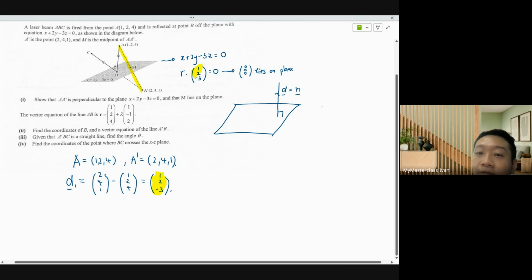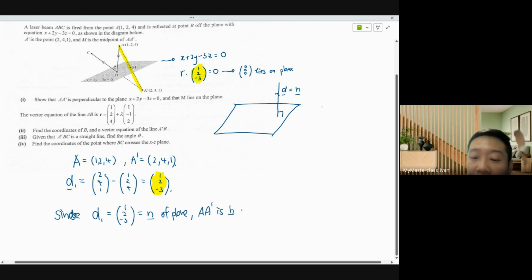Can you see the normal? Is it the same? So all these are things that you have to infer yourself. Since D1 equals 1, 2, negative 3, which is also equal to the normal of the plane, what can you say? A prime is perpendicular to the plane. Must observe carefully. Understand?